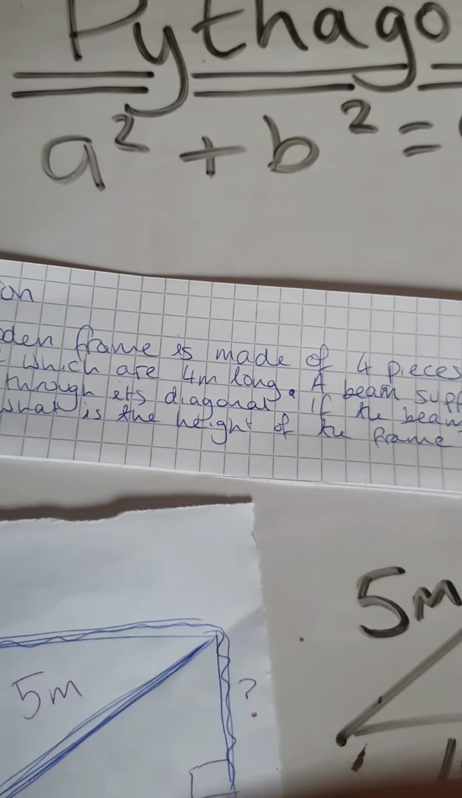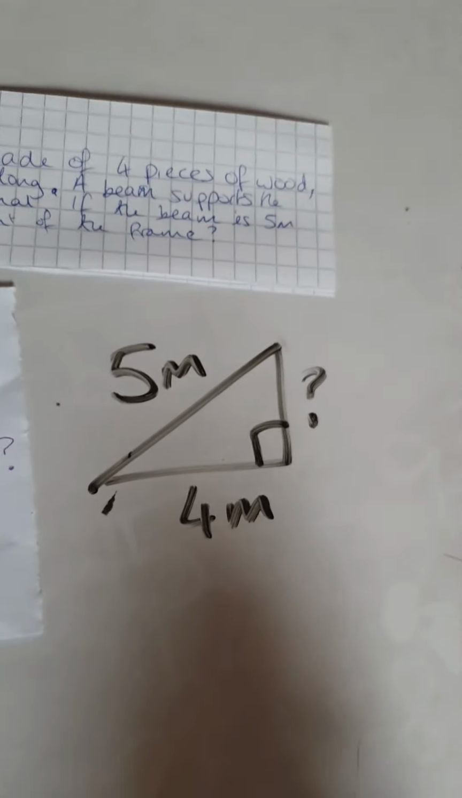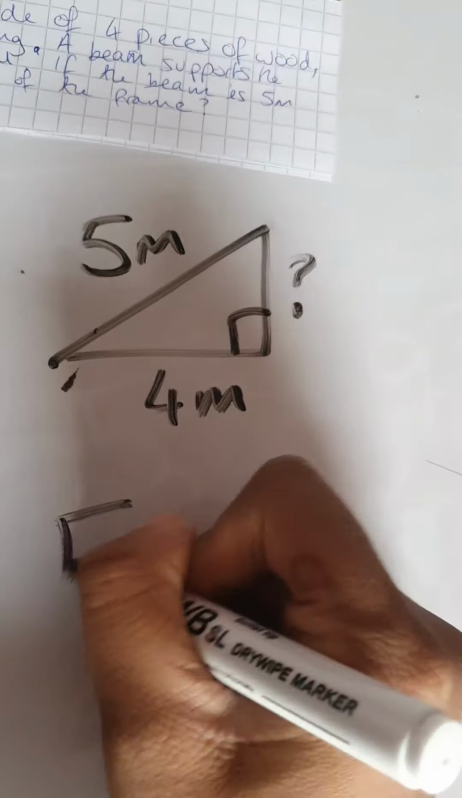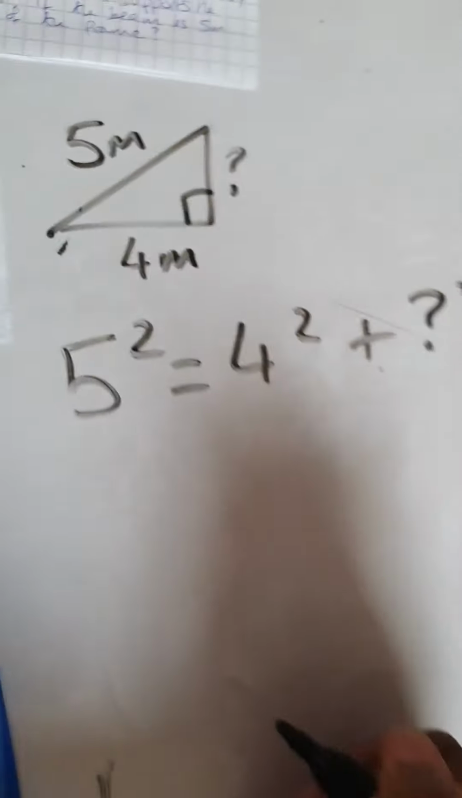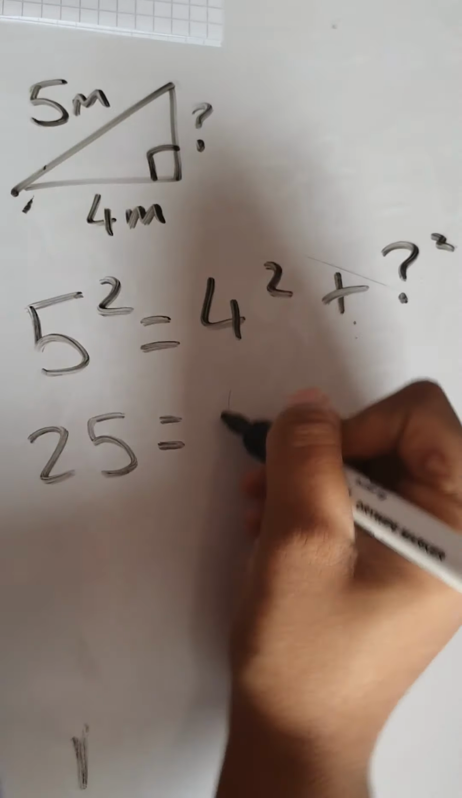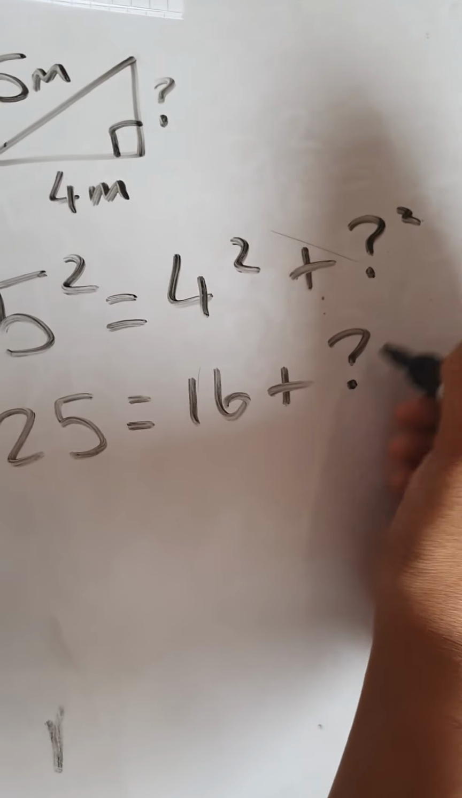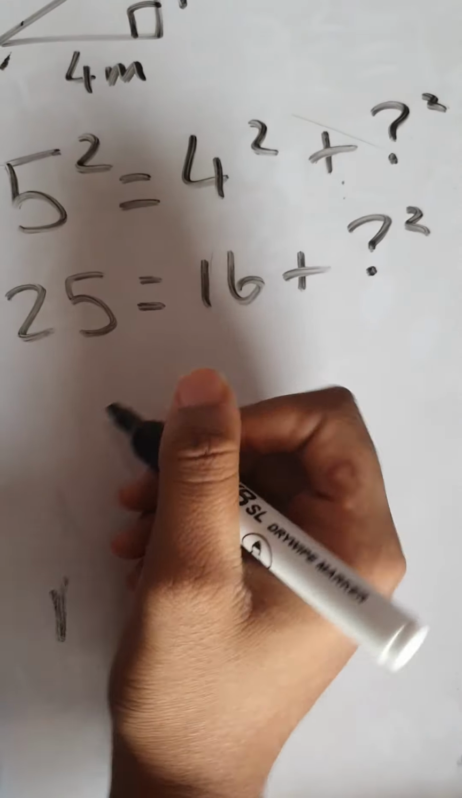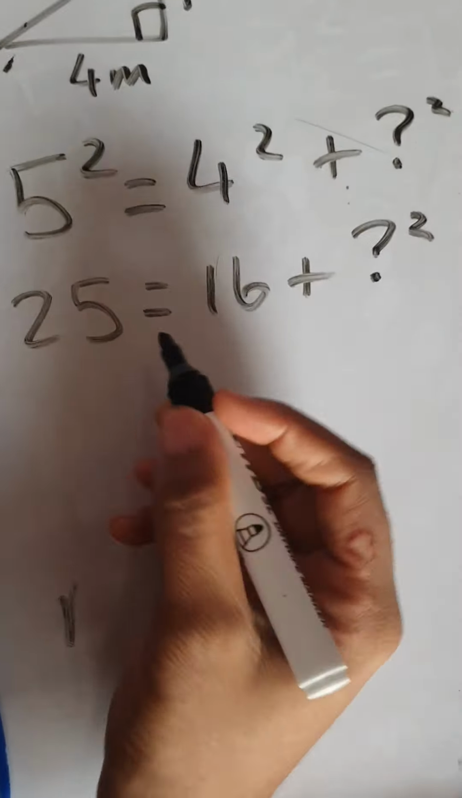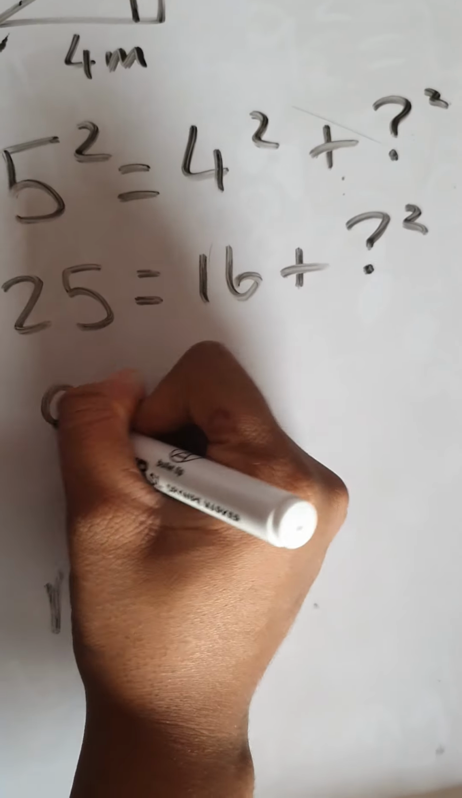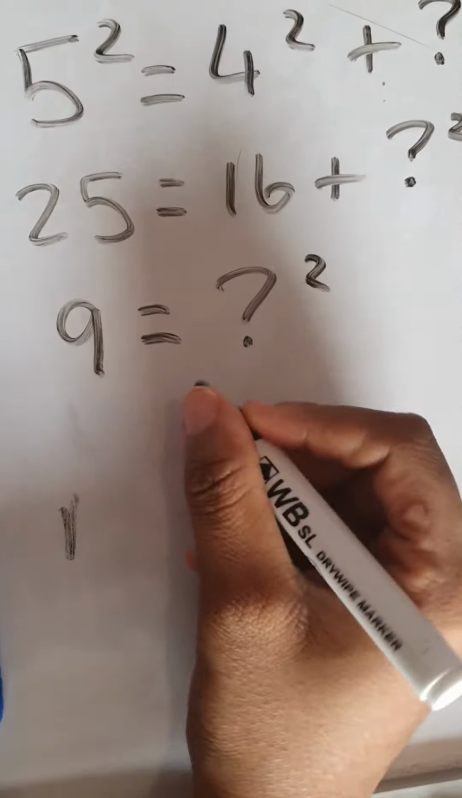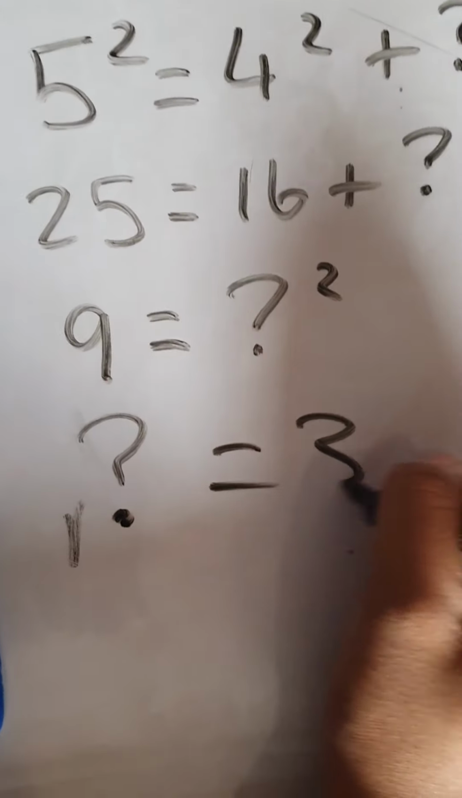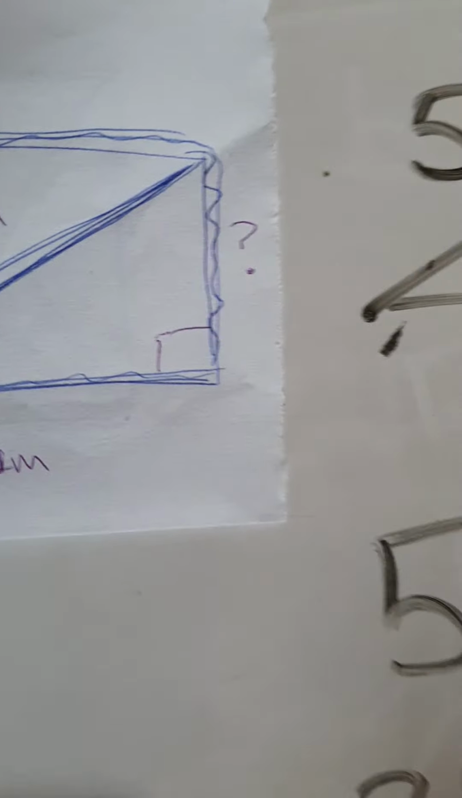We can't do it in its normal format because we're not looking for the hypotenuse. We're looking for a shorter side. So we know that 5 squared equals 4 squared plus something squared. 25 equals 16 plus something squared. If I take away from both sides, solve this like a normal equation, that means 9 equals something squared. We all know what the square root of 9 is. So that something is going to be 3. So that means I know that that missing side there is going to be 3 meters high.